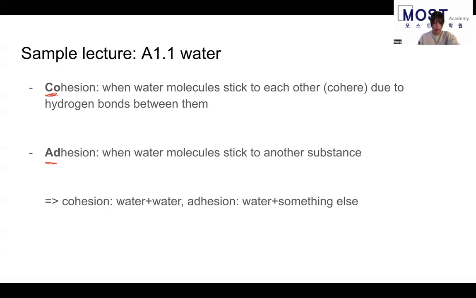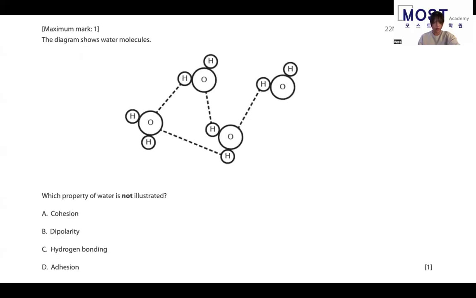Let's solve a couple past paper questions together. The first one is from the 2022 November paper. Right here, we can see several water molecules, each made up of one oxygen atom and two hydrogen atoms. So that's one water molecule, and we see four of them. And the dashed lines between the water molecules represent hydrogen bonds, right? The dashed ones are hydrogen bonds.